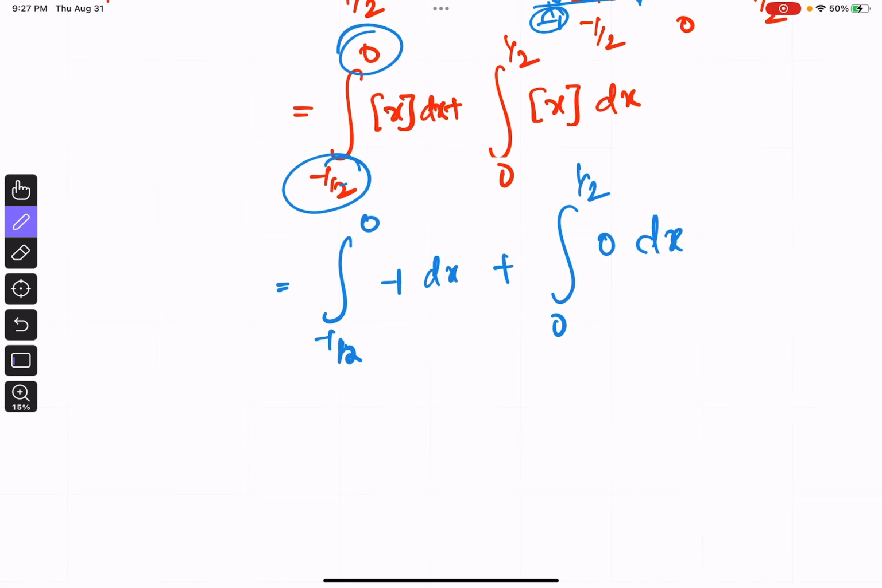So what is left is just this much, and I know this is minus x, and the limits are minus 1 by 2 to 0, and therefore this is 0 minus of minus, minus of minus x, which is again minus x, and therefore this is minus half, and therefore plus half. So that's the answer for this question.